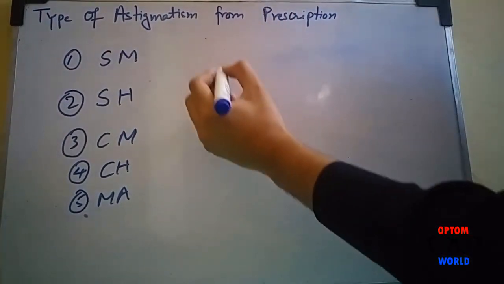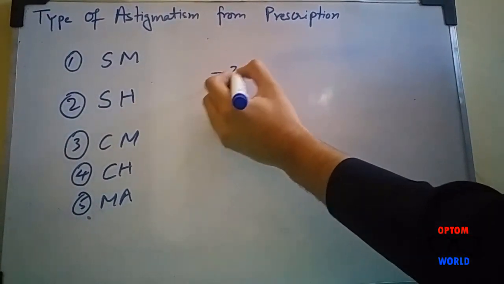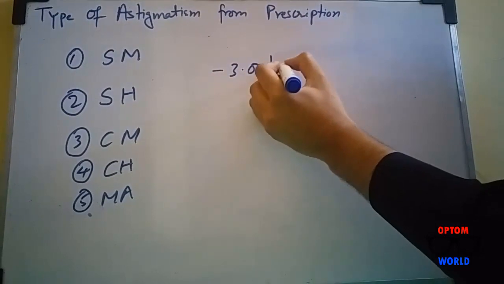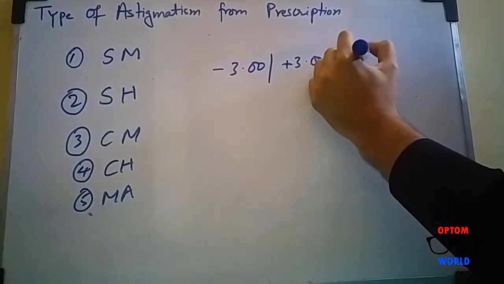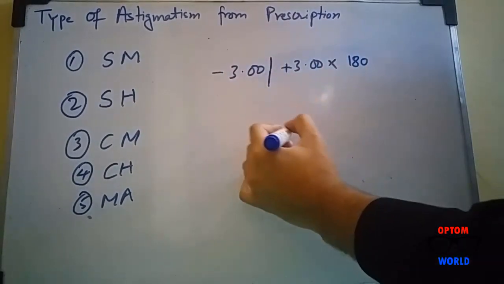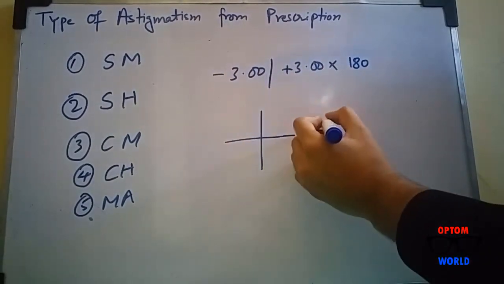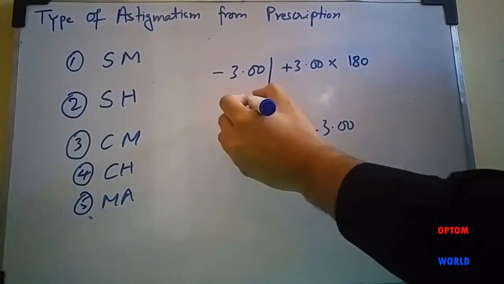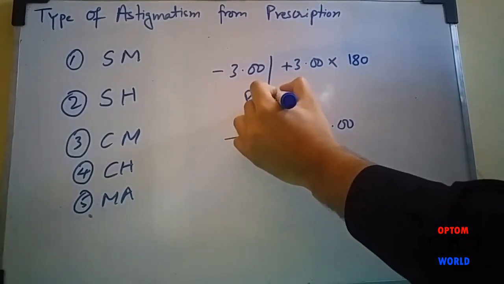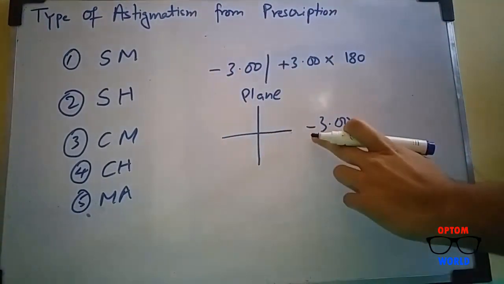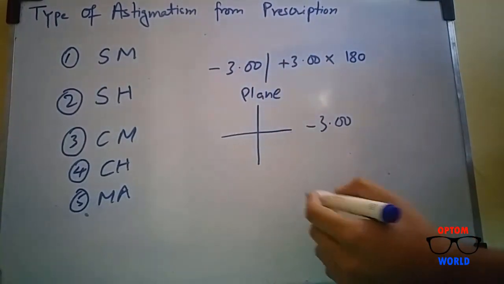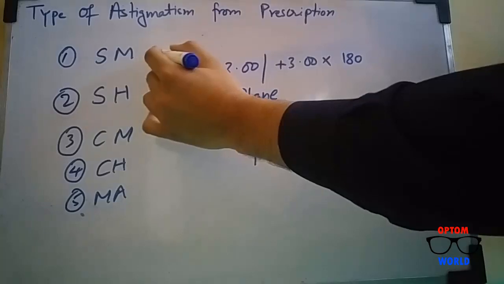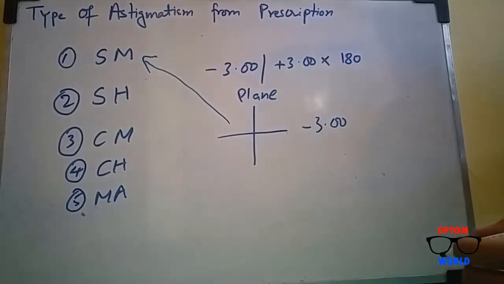Let's take another example. If we have -3 sphere and plus 3 cylinder at an axis of 180. First of all, draw the optical cross. We get minus power in one meridian and no power on the other meridian. It means it is an example of simple myopic astigmatism.